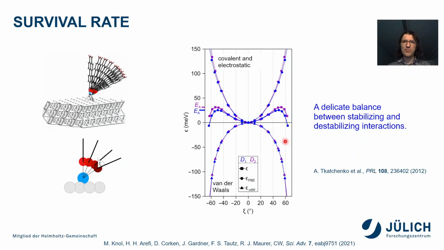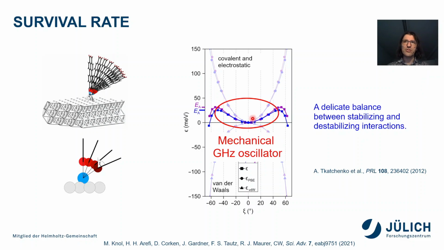And we haven't measured that directly yet, but we can calculate that in this potential energy landscape, it's clear that the molecule is something very interesting, namely a mechanical oscillator in the range of well below 30 gigahertz, which of course is an insanely low frequency for a molecular vibration and could be something very interesting in the future.